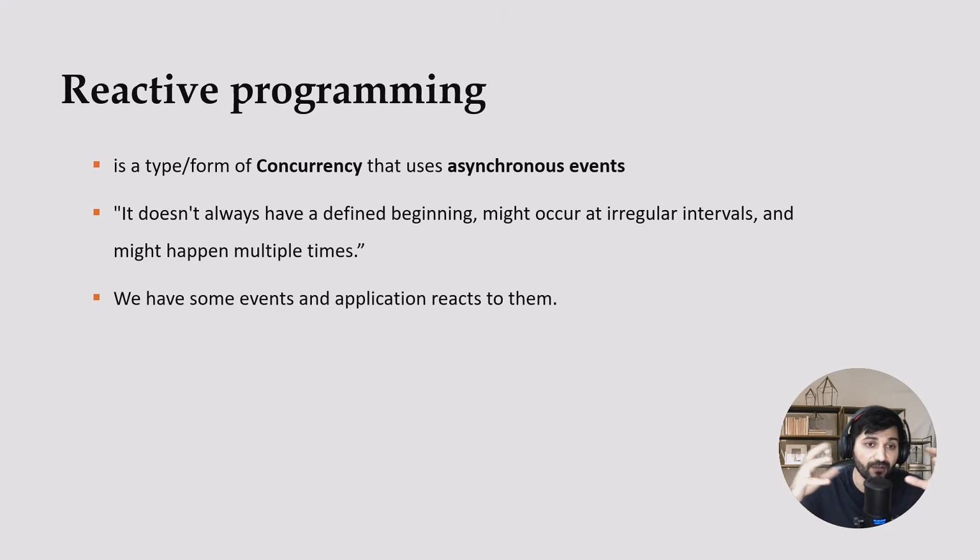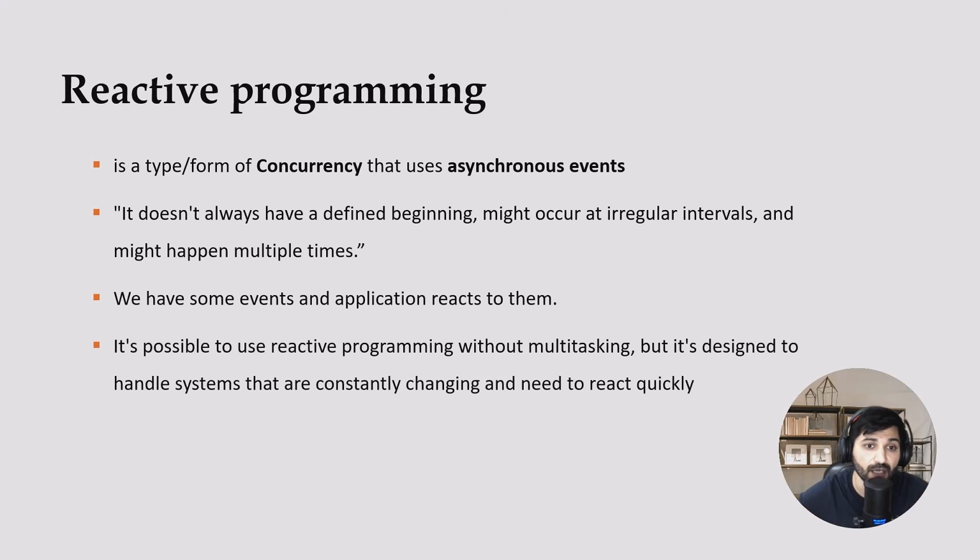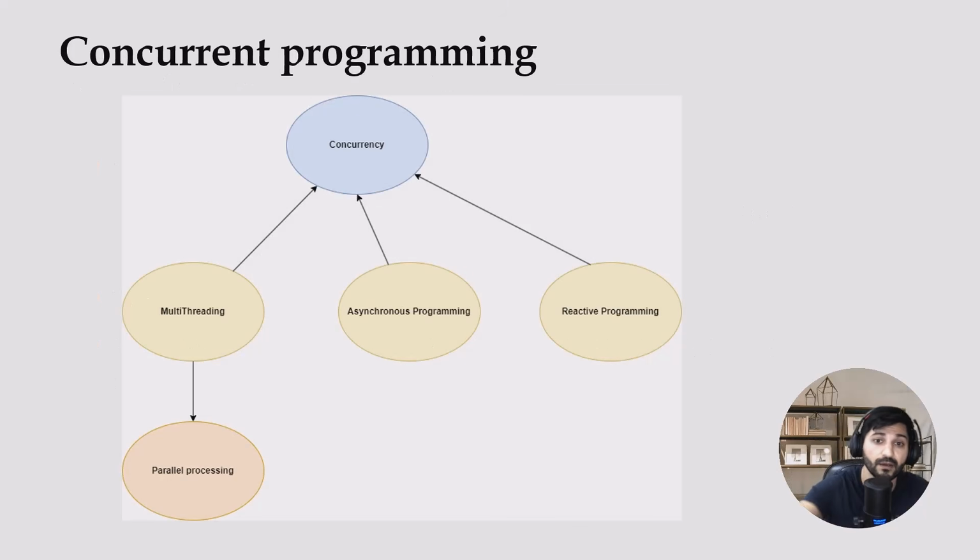So in general, we have an application and some type of events that we need to react to. It is possible to use reactive programming without multitasking. So you can include reactive programming as a type of concurrency, or you can exclude it. But in general, it is possible to implement reactive programming using concurrency. For that reason, we are including reactive programming as a type of concurrency. And at the end, we have this type of scenario.